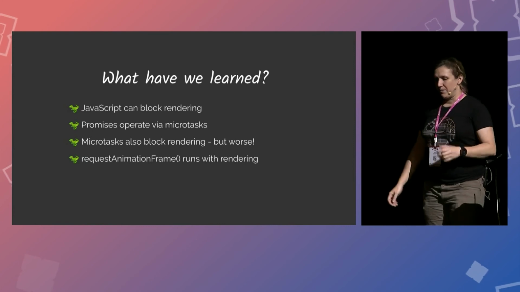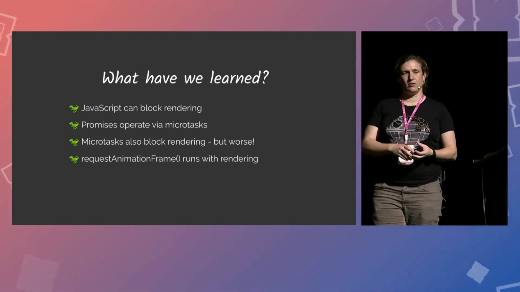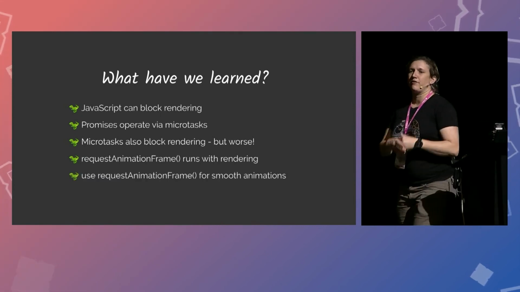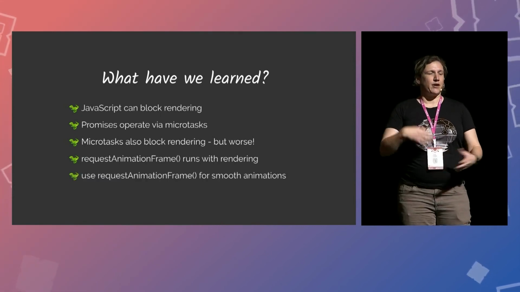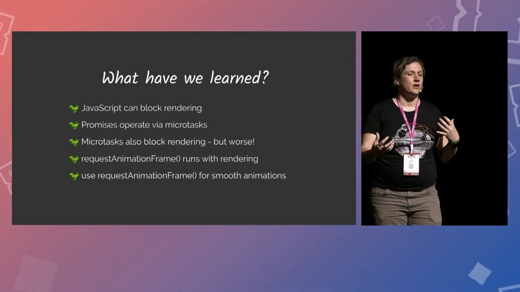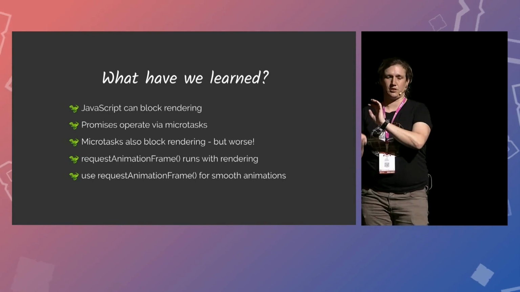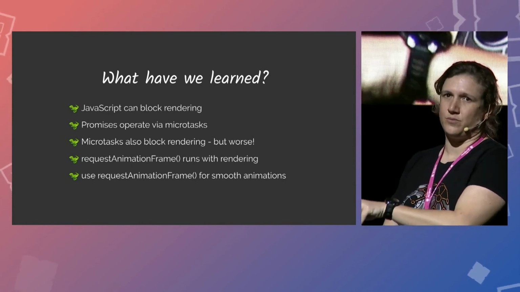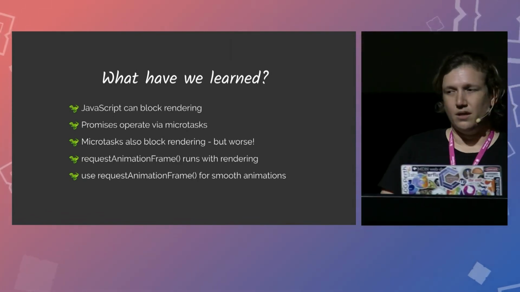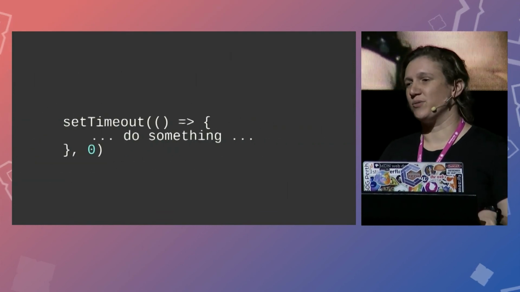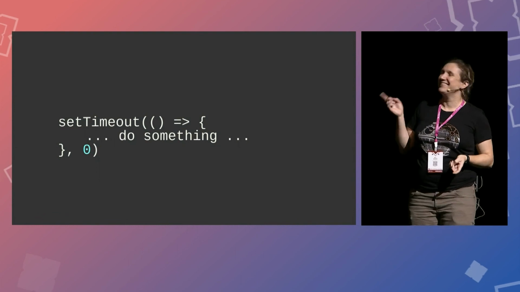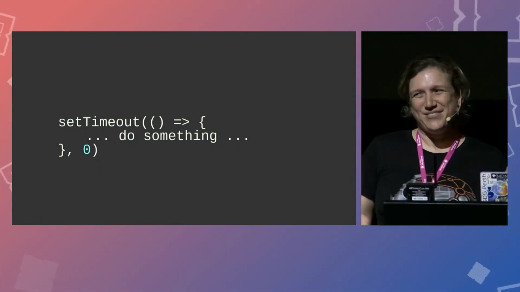requestAnimationFrame is a special kind of task that only runs with the rendering pipeline. And it's really good for creating really nice, smooth animations that you guarantee to run every frame. It's also good if you're doing a lot of DOM manipulation. It allows you to batch that all up into one task just before the rendering runs, which can give you some efficiencies. The other thing that we hopefully understand now is why doing this sometimes fixes things. Maybe we didn't.